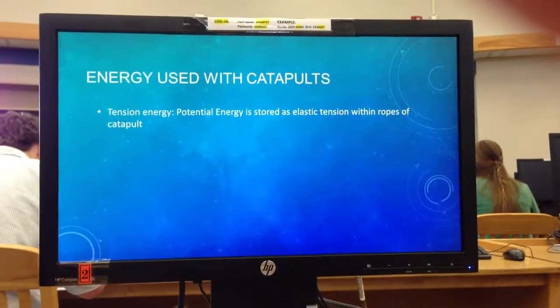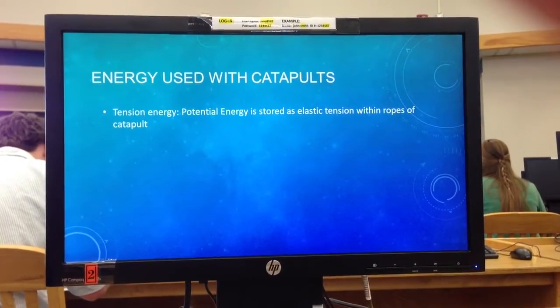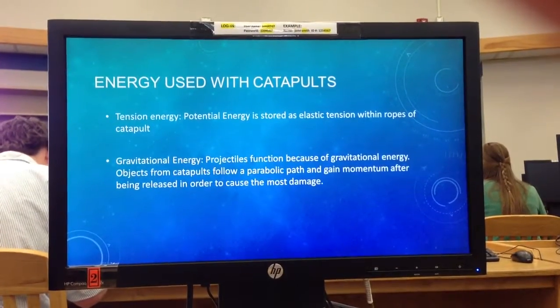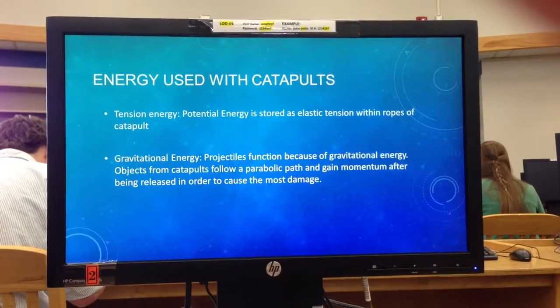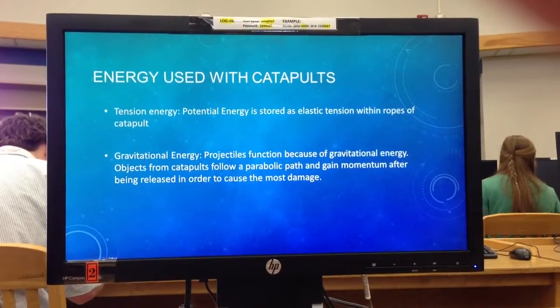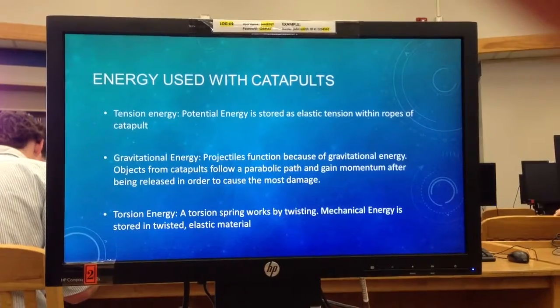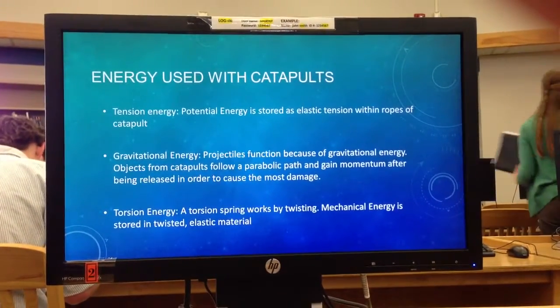Energy used with catapults: it's mostly tension energy. Potential energy is stored as elastic tension within the ropes of the catapult. Gravitational energy: projectiles function because of gravitational energy. Objects from catapults follow a parabolic path and gain momentum after being released in order to cause the most damage. Torsion energy: a torsion spring works by twisting. Mechanical energy is stored in twisted elastic material.